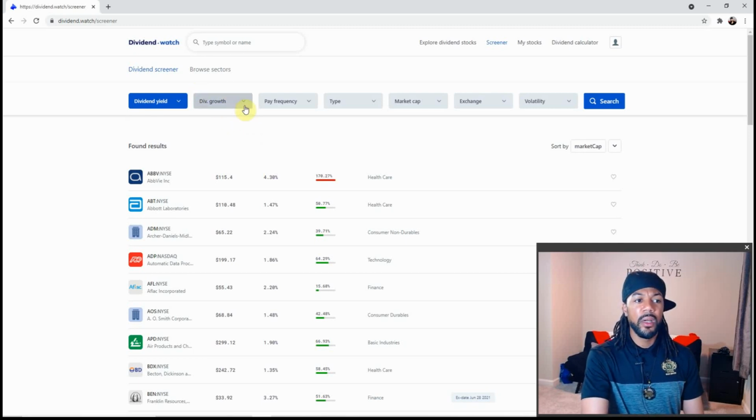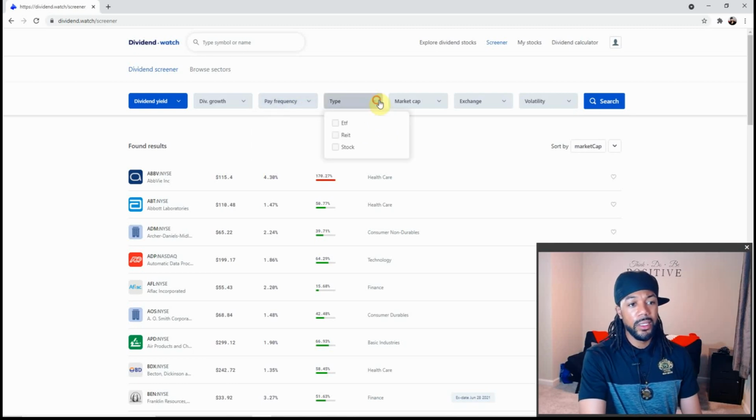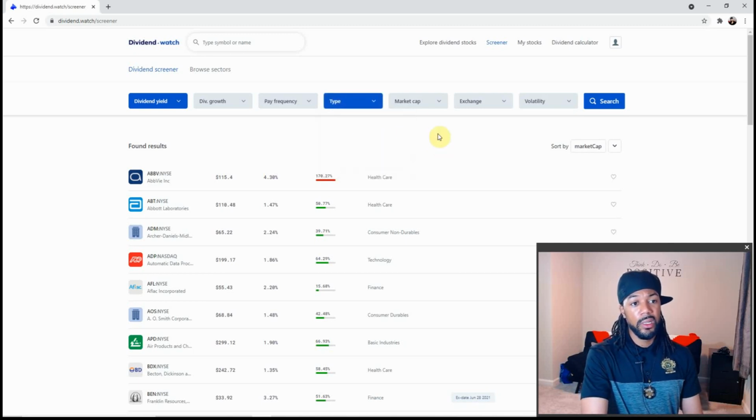Dividend growth, I'm not going to mess with that right now. Payment frequency, doesn't matter right now, whether monthly, quarterly, or yearly. Type, I want REIT. Alright, I want REIT. Market cap. Market caps are very important for picking those companies with higher growth or more stable companies. If you don't know much about market cap, please check out the video I did on market cap.